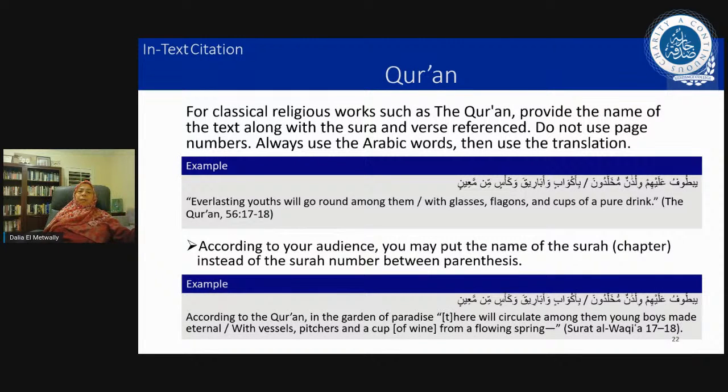The very first thing I want to talk about is how are we going to cite the Quran? So APA has made our lives really simple. For classical religious works such as the Quran, provide the name of the text along with the surah and verse reference. So we're actually going to say the Quran, right? And the reason we're going to say the Quran is simply that some people don't know it's the Quran. So we always have to understand the audience.